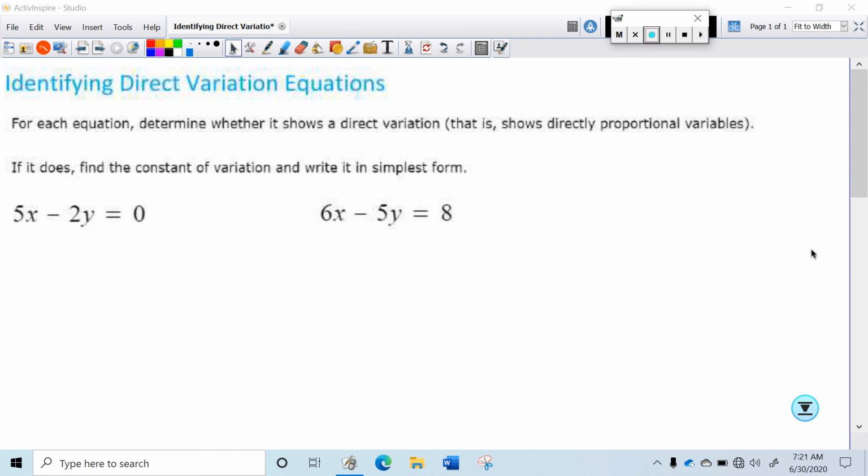Okay, for each equation, determine whether it shows a direct variation, that is, shows directly proportional variables. If it does, find the constant variation and write it in simplest form. Well, first of all, you got to decide if it is direct variation.